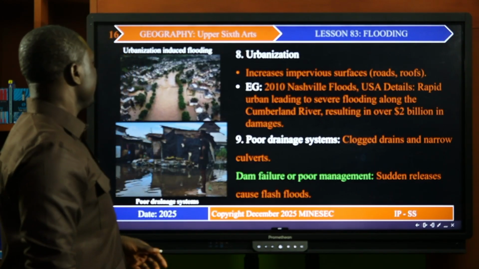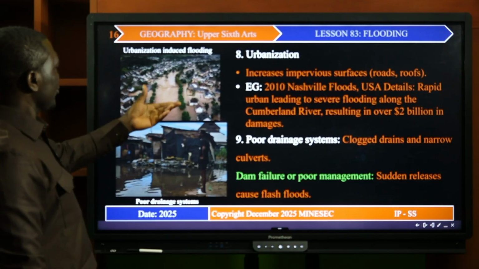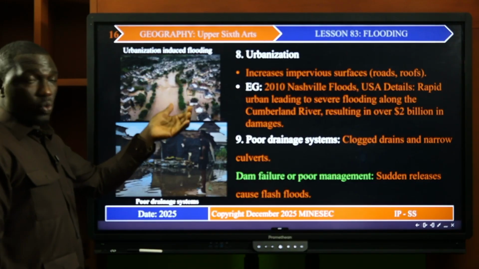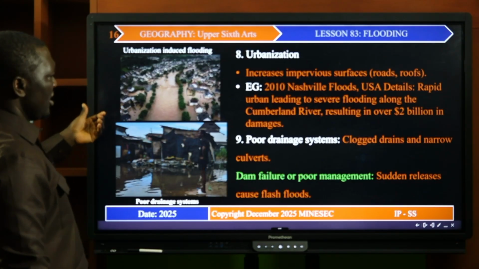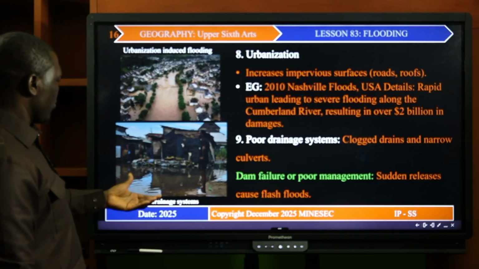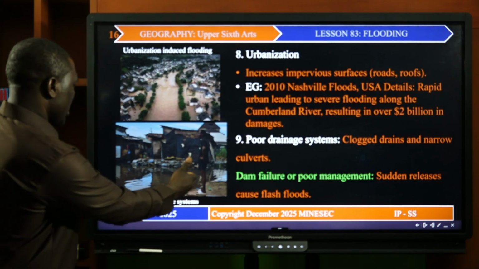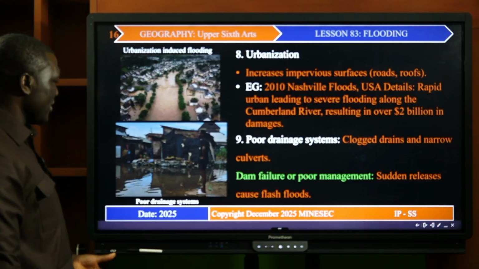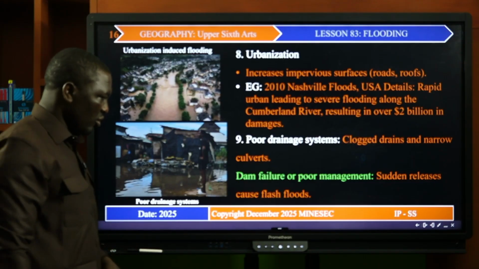As you can see, urbanization, this is an urban area. You see water everywhere as a result of poor drainage and heavy rainfall. Look at the poor drainage here. Water faces difficulty in flowing, and in the course of that, it spills onto the land, causing flood.